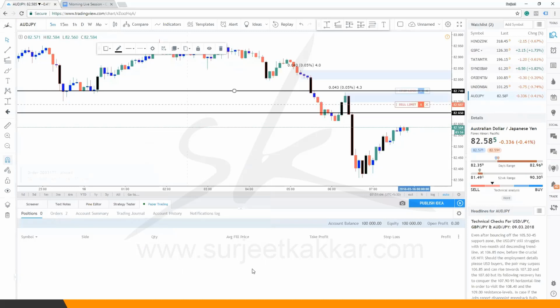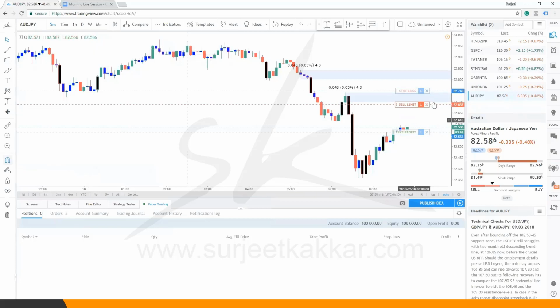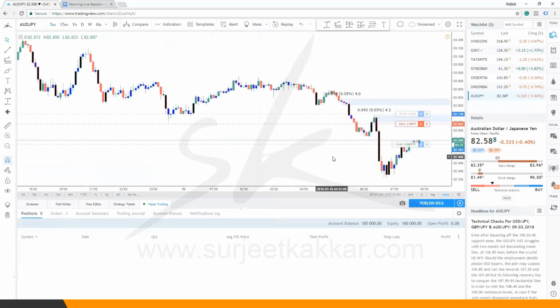Let's see, because I've never tried placing an order, right? So can you see there you have your sell limit order, there you have your stop loss, and also your take profit. So if it comes to your zone, it will automatically sell for you. If it continues above, your stop loss will be hit. If it starts coming down, you will also get your target order filled.